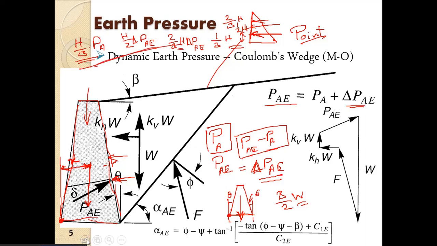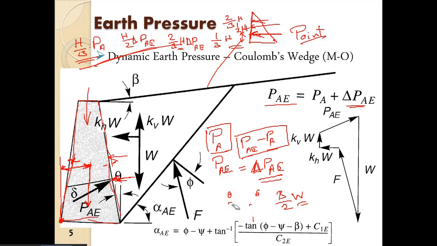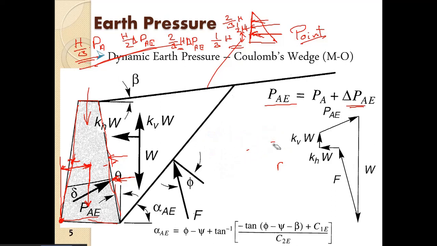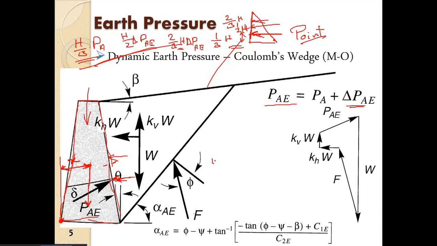If we sum it up, we have to have B by 2 into W equal to H by 3 into PA, and again plus H by 2 into delta PAE.